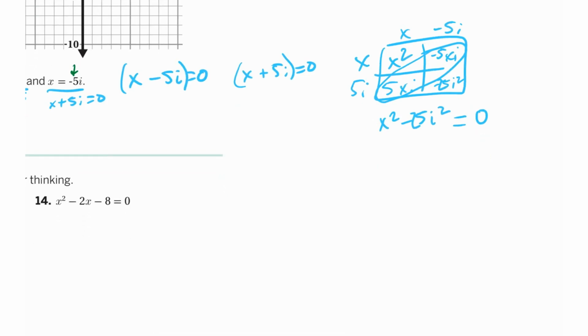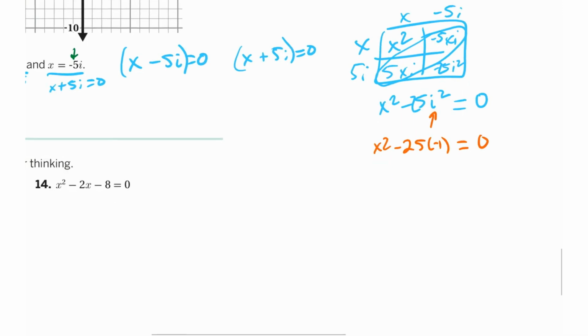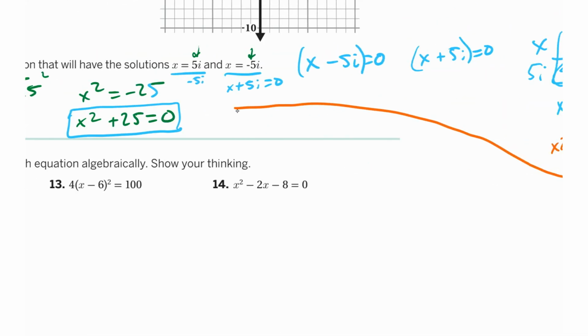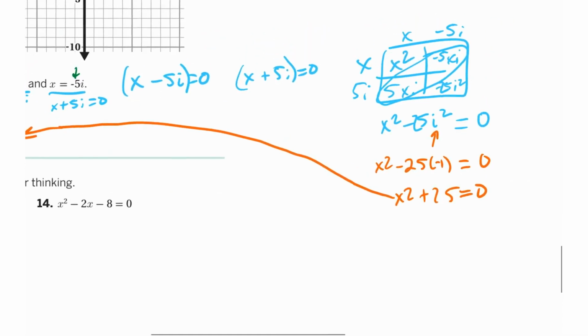And what we learned from this lesson is that i squared is technically just equal to negative 1. So I'm multiplying negative 25 times negative 1, which gives me just x squared plus 25. And now I'm back to where I started over here. I may be going a little bit too in depth on this one, but it's a good one to go through and see as well.